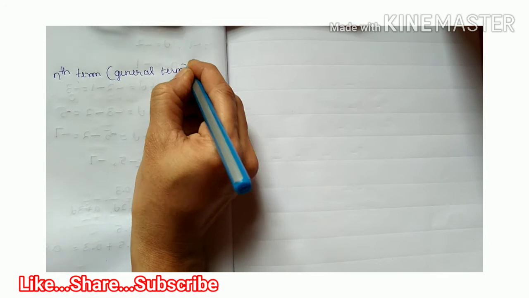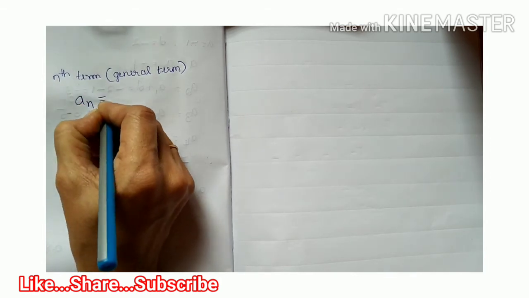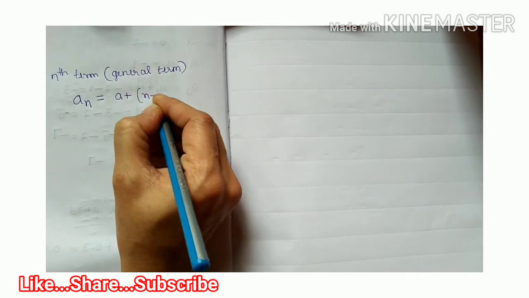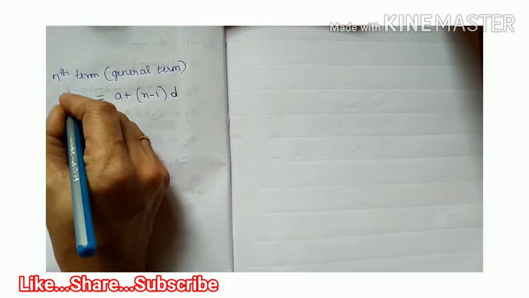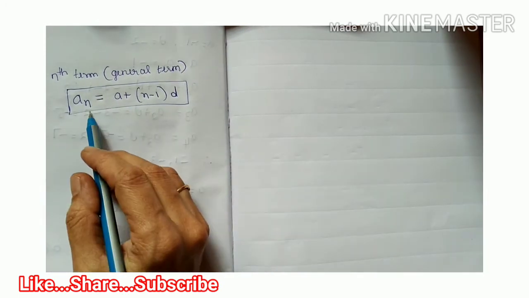Nth term or general term of AP. General term is denoted by An. The formula is a plus n minus 1 into d.